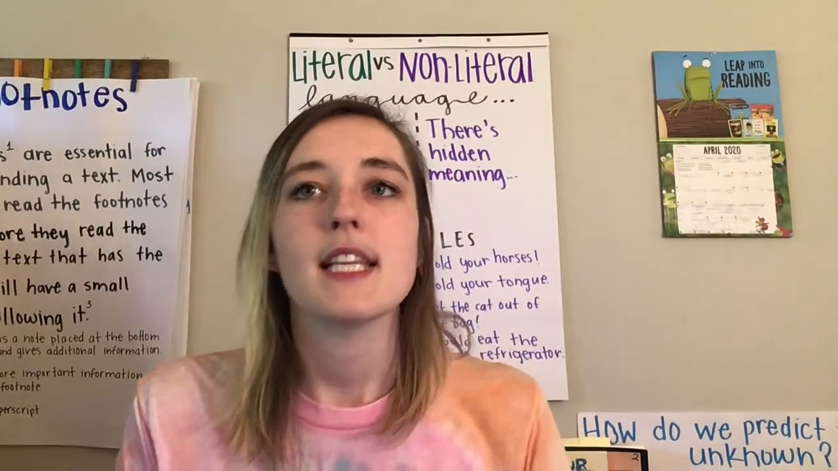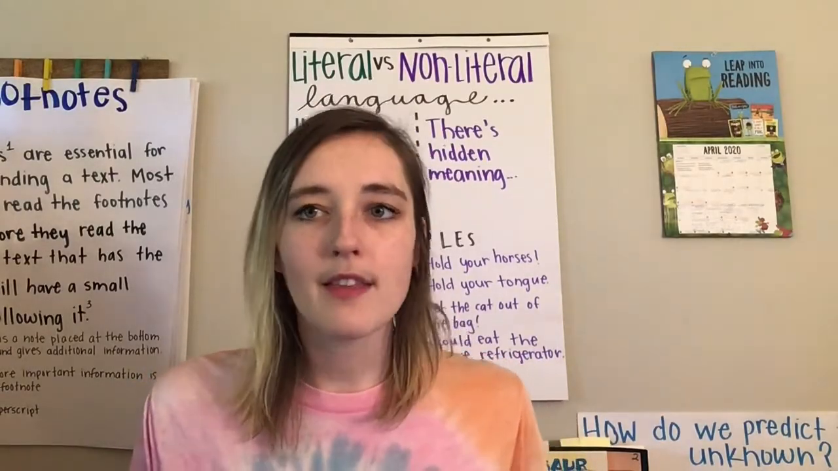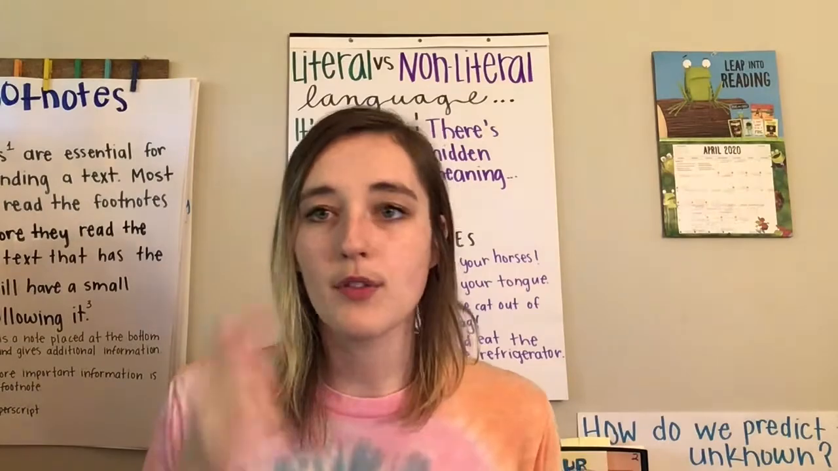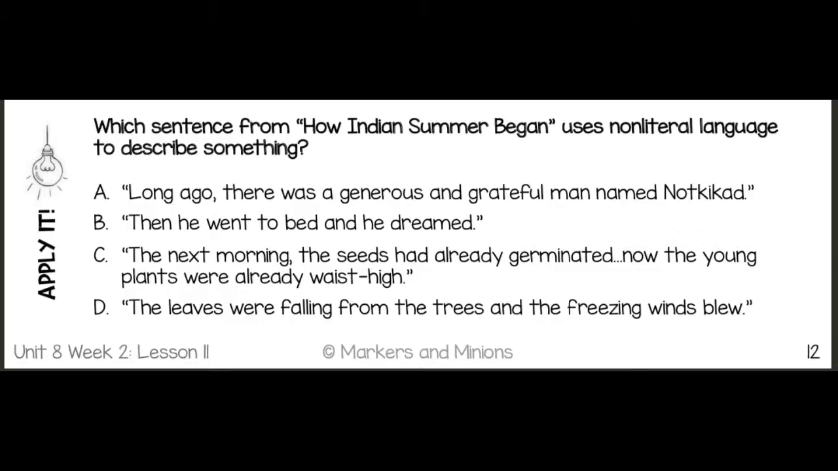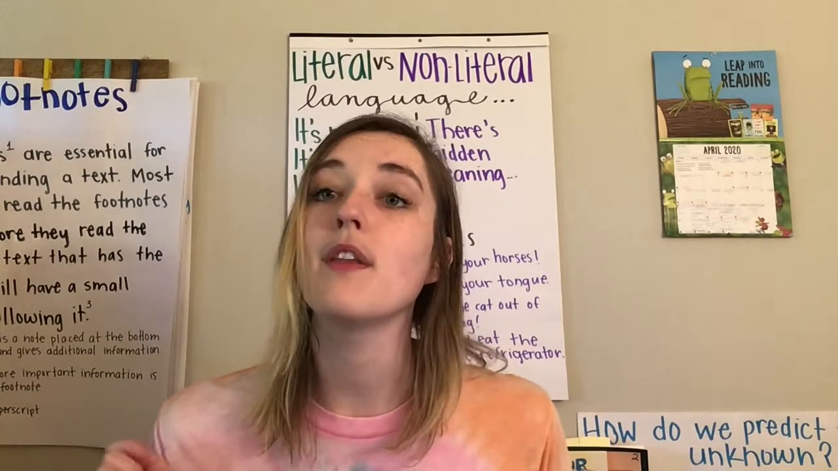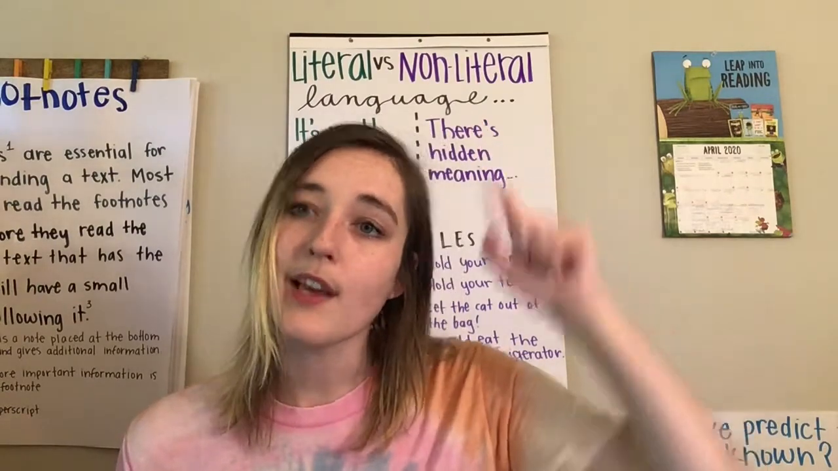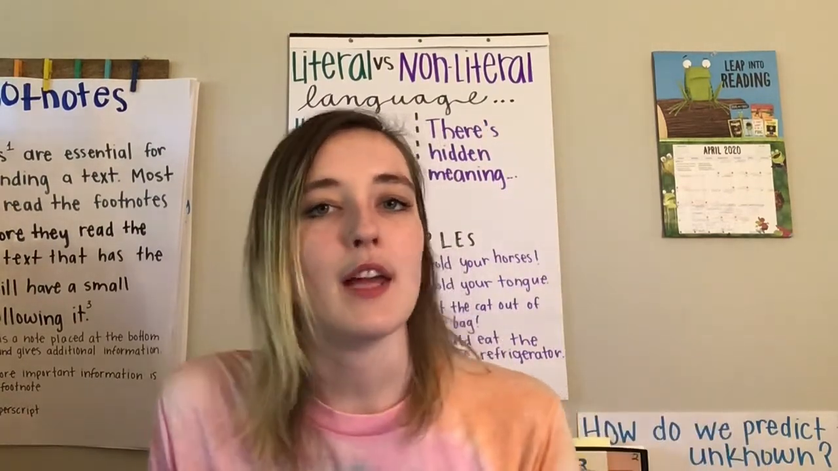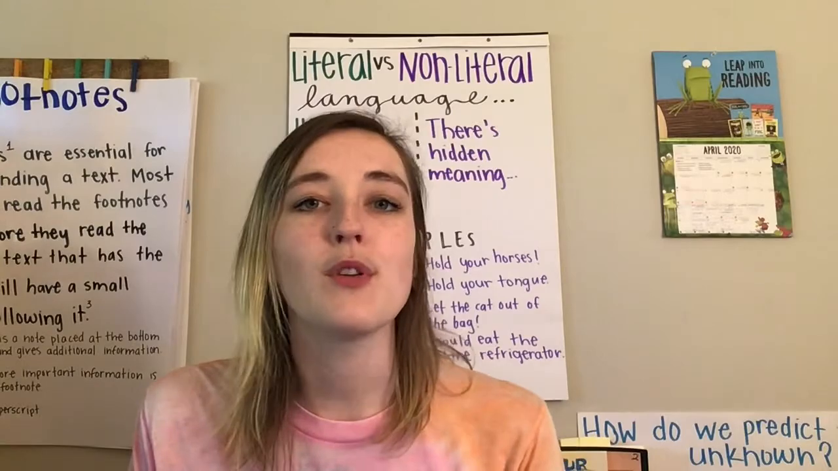All right, and the last thing that we're going to do is apply this knowledge to the question on the bottom. The question on the bottom says, which sentence from How Indian Summer Began uses non-literal language to describe something? So read through all of them, pick the one that uses non-literal language, and write your answer on your homeschool log.